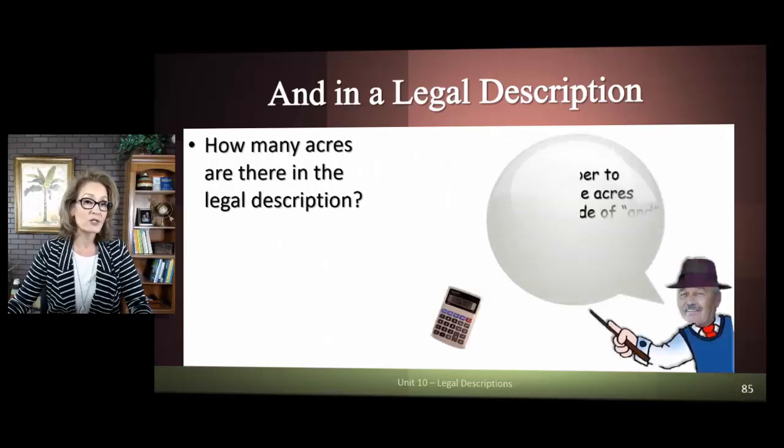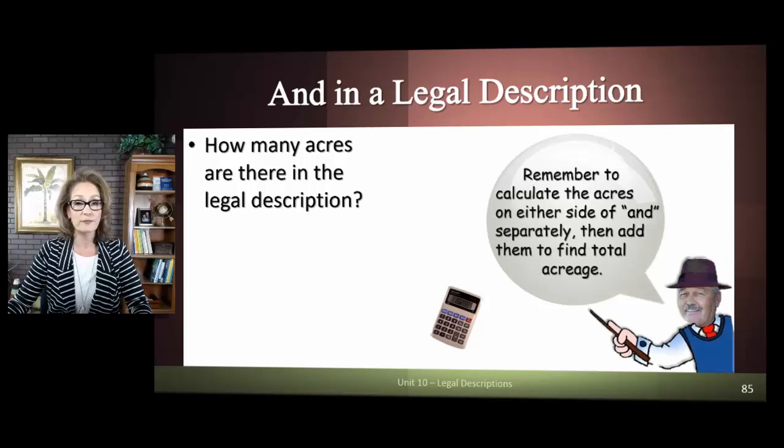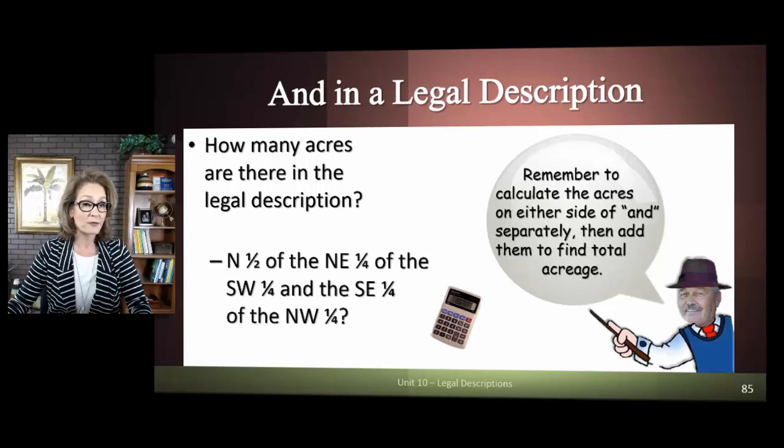How many acres are there in the legal description? Remember to calculate the acres on either side of the "and" separately and then add them to find the total acreage. So the north half of the northeast quarter of the southwest quarter and the southeast quarter of the northwest quarter. Get your calculator and your pencils and paper. Pause the video if you need to.